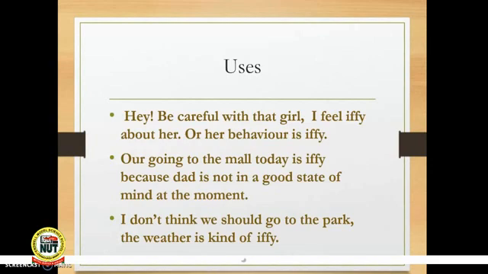Her attitude is questionable. Or you say, going to the mall today is iffy because Dad is not in a good state of mind at the moment. So just forget it, okay? It's not certain. And the last is, I don't think we should go to the park. The weather is kind of iffy, you know, it's kind of cloudy, it might rain, so I don't want to get drenched. I don't think I should go to the park.